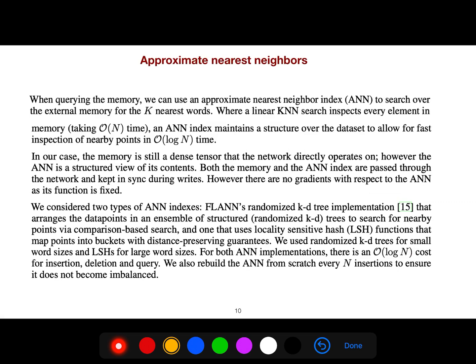I want to explain approximate nearest neighbors. When querying the memory, we can use an approximate nearest neighbor index to search over the external memory for the K nearest words. Where a linear K-nearest neighbor search inspects every element in memory, an ANN index maintains a structure over the dataset to allow fast inspection of nearby points in order of log N time, which is good, sublinear. In our case, the memory is still a dense tensor that the network directly operates on. However, the ANN is a structured view of its contents. Both the memory and the ANN index are passed through the network and kept in sync during writes.